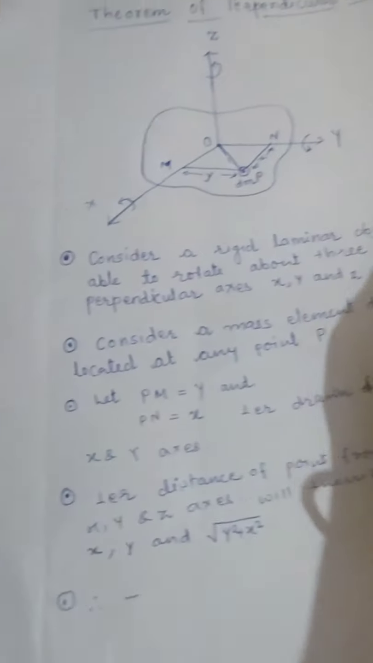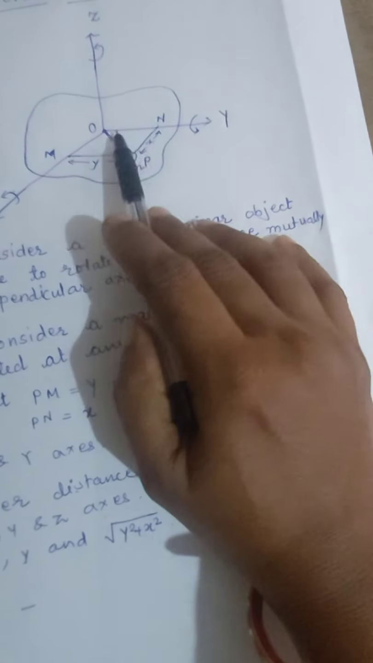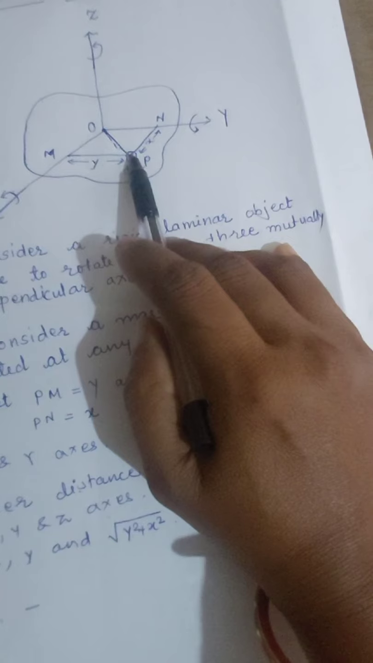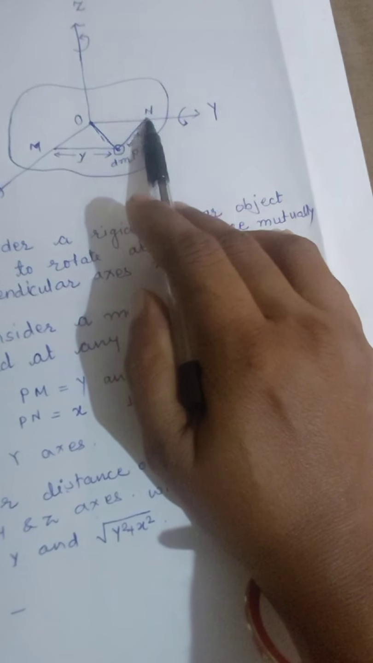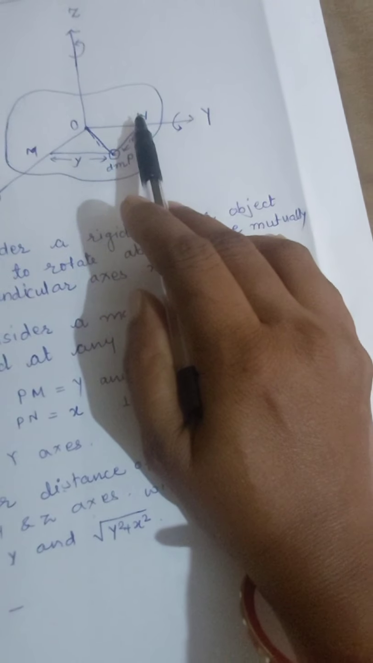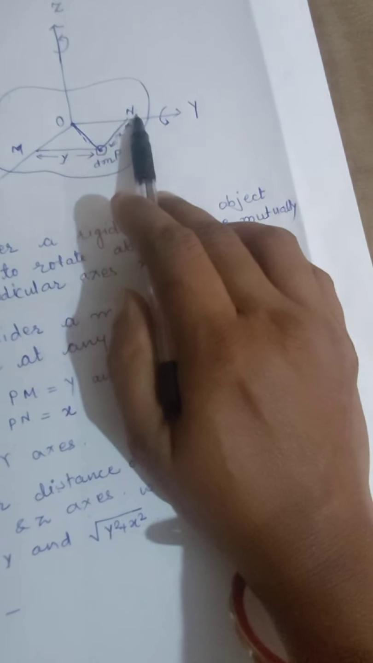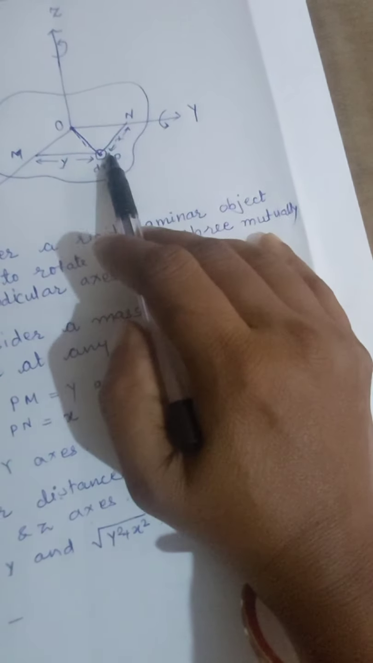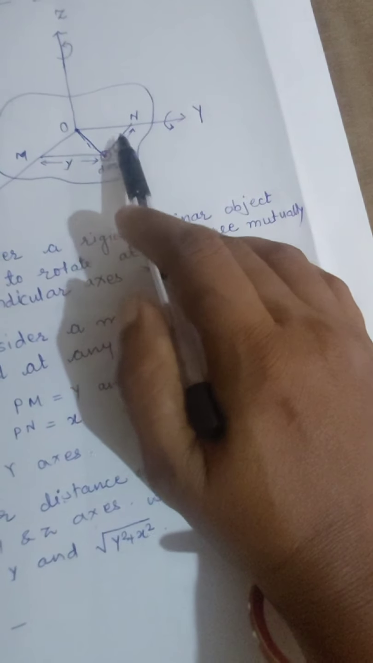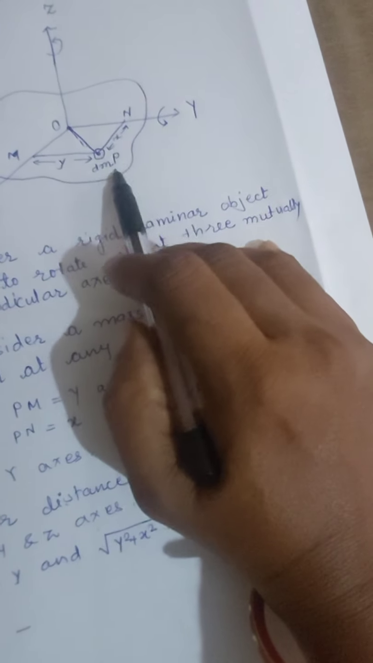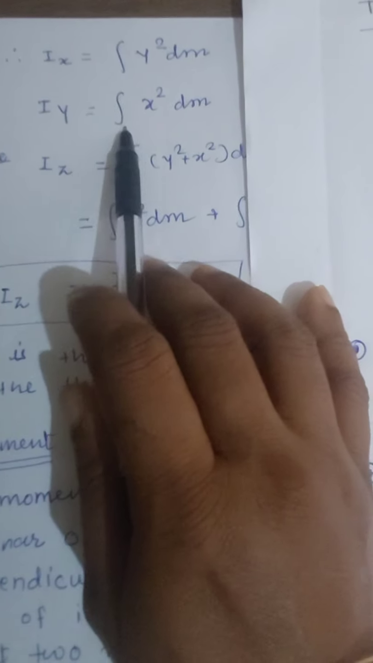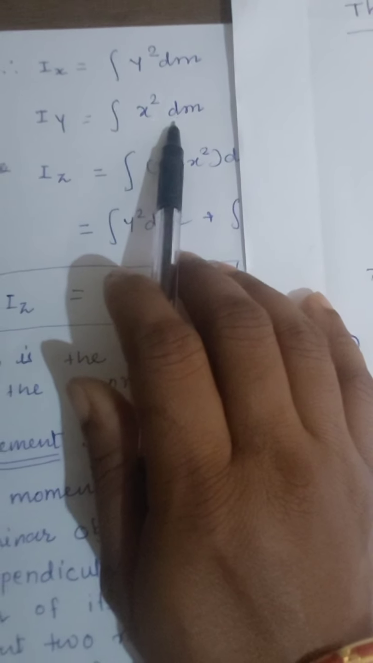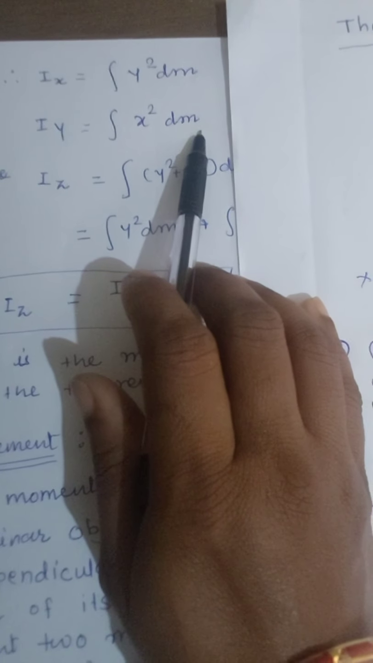In the same way, moment of inertia of the point P about the y axis. About the y axis, how much is the distance? The distance is x. So you can write x square dm. So moment of inertia Iy about the y axis is equal to integration x square dm.